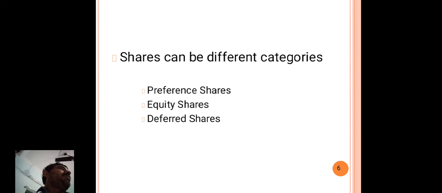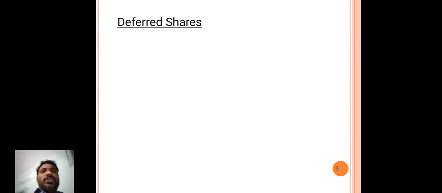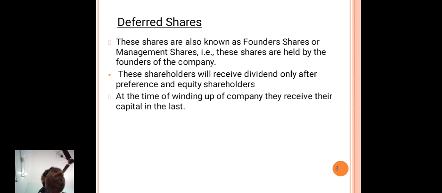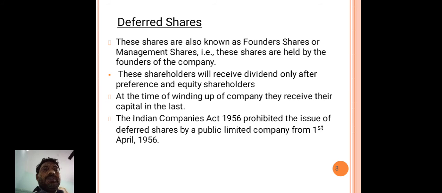The features of deferred shares are that the dividend is paid to the deferred shareholders after payment to the equity and preference shareholders. And for capital repayment, at the time of winding up of the company, the deferred shareholders will be the last priority, paid after the equity and preference shareholders. This I have explained clearly.